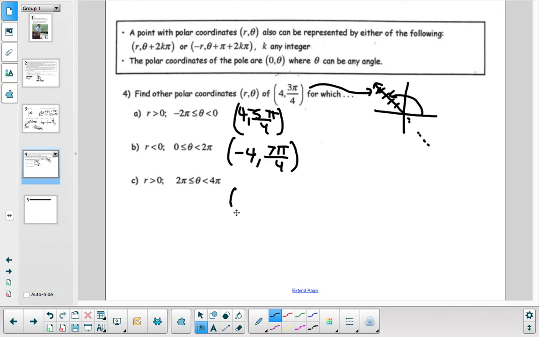All right, radius is positive, so we're just going to use 4. The angle needs to be between 2 pi and 4 pi. We just need to add a full revolution to this. So we are working with 11 pi over 4. Not too bad.